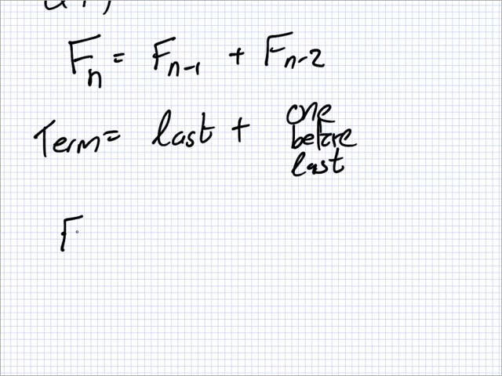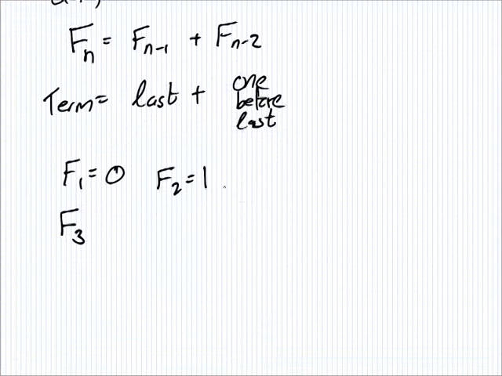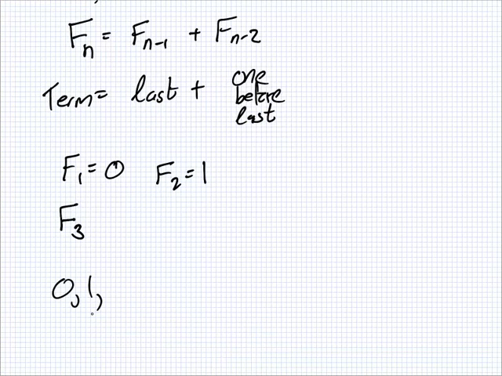So F1 I tell you is 0, and F2 I tell you is 1. So I want you to calculate F3 and F4 and so on. So I'm looking for the first 10 numbers here. I've given you 0 and 1 so far. So I'll just give you a minute to try that now.